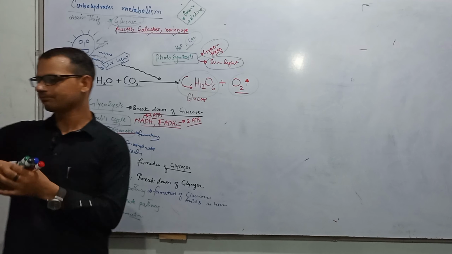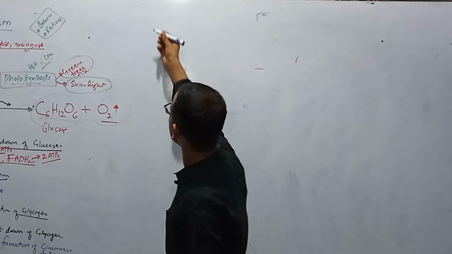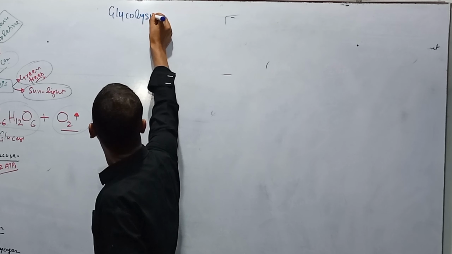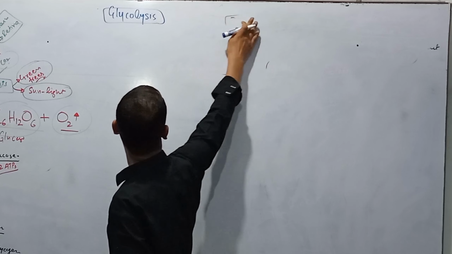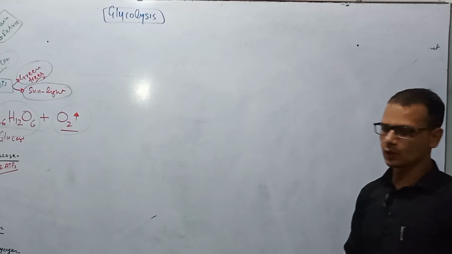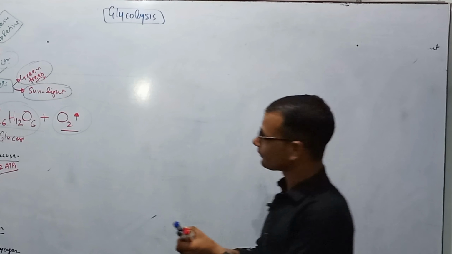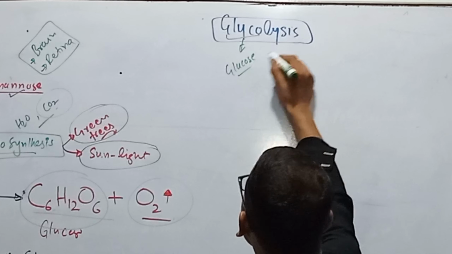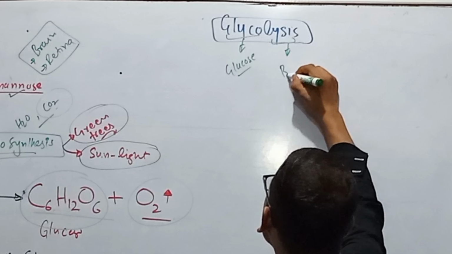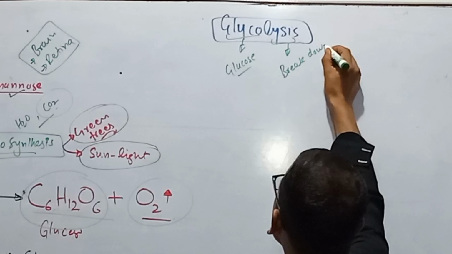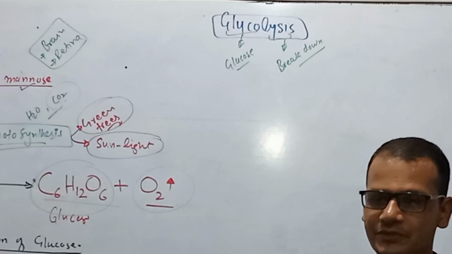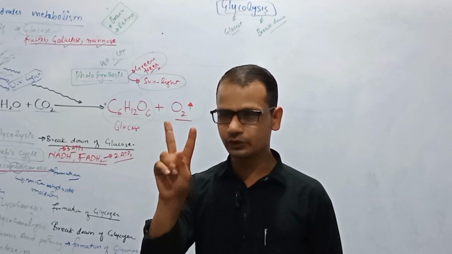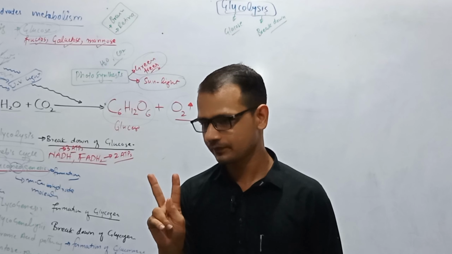What is glycolysis? Some people call it glycolysis. Both are the same. Glyco means glucose, and lysis means breakdown. So it's simply the breakdown of the 6 carbon compound glucose into 3 carbon compounds which are called pyruvates, right?